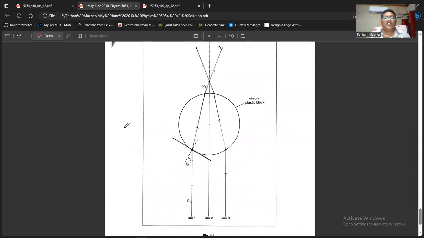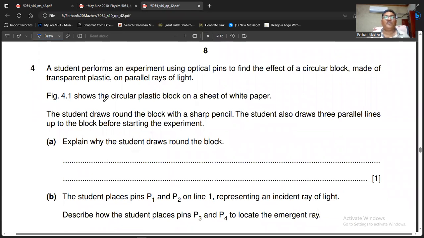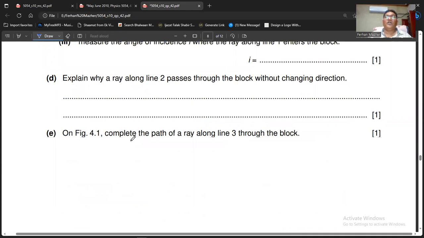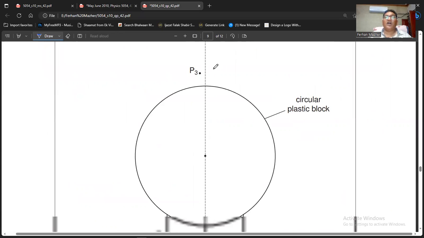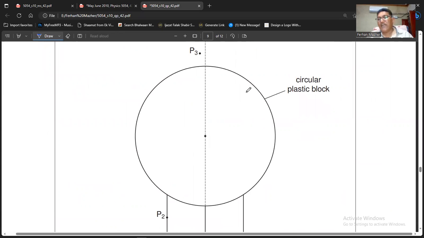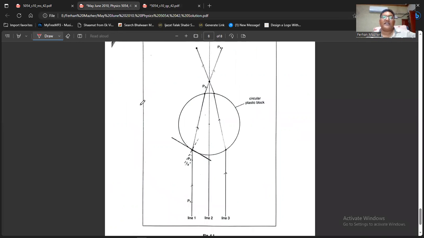Figure 4.1 shows the circular plastic block on a sheet of white paper. The student draws around the block with a sharp pencil, and also draws 3 parallel lines up to the block before starting the experiment. Explain why the student draws around the block. We mark the outer boundary of that block so that if, by accident during the experiment, the glass block is displaced, we can put it back in its original position. That is our answer.